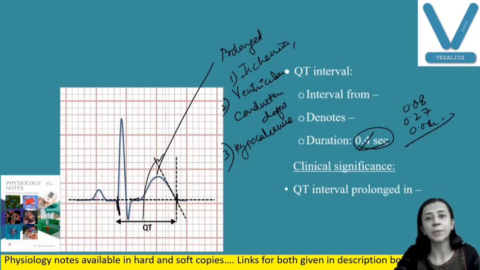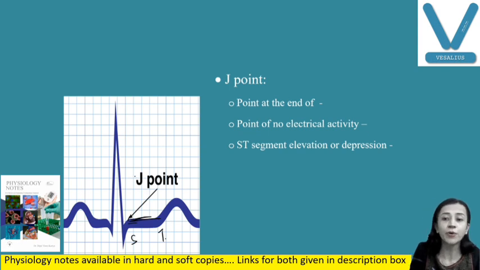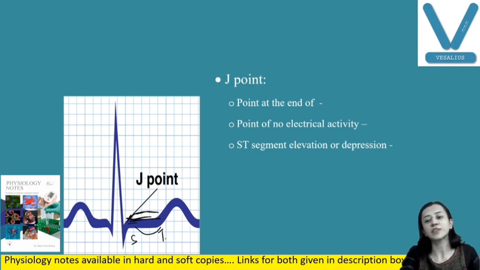Okay. Next is J point. What is this J point? It is the point at the end of S wave, here you can see, and the beginning of ST segment. This is ST segment, this is J point. It coincides with the end of depolarization and onset of the repolarization process of the ventricle. And this is the point of no electrical activity, meaning all parts of the ventricles are depolarized and therefore no current is flowing around the heart. It is important to assess ST segment elevation or depression. This is the point by which you can know whether the ST segment is elevated or depressed. So this is J point. Okay, so this is all about your waves, intervals and segments.